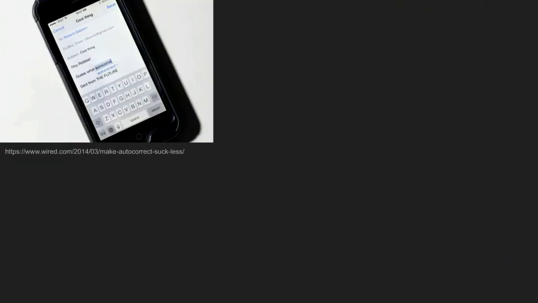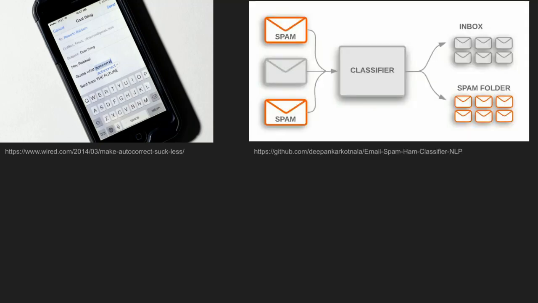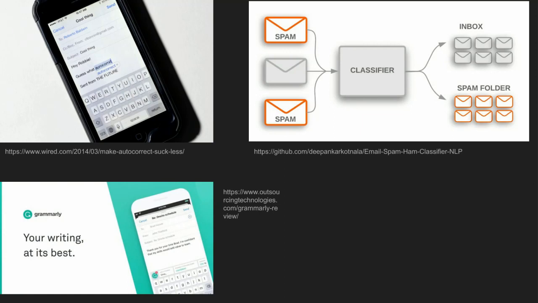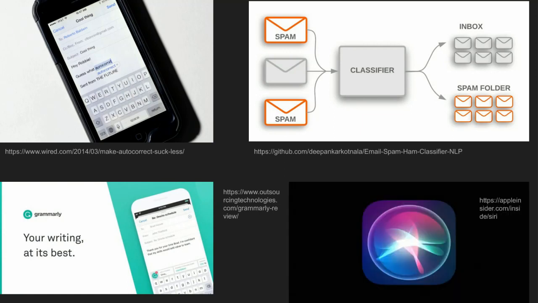Your phone's autocorrect or the word suggestions when you're writing a text, emails that get sent to your spam folder that you never see, apps like Grammarly that fix your essay writing, or even virtual assistants like Siri or Alexa. So let's get into the details of how all of this works.